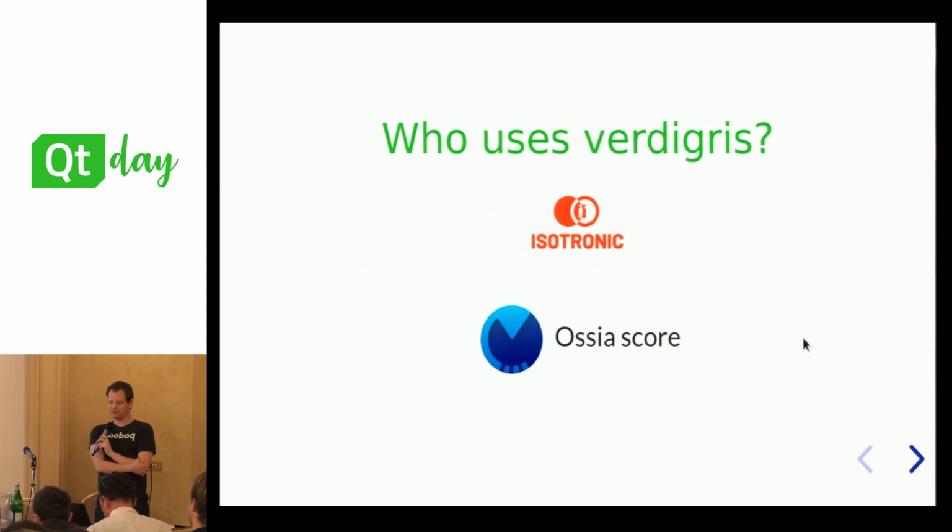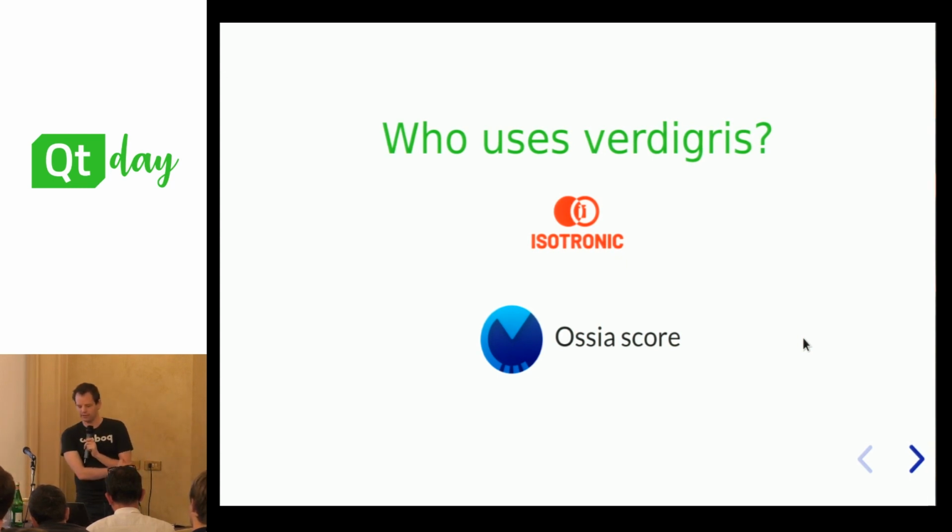So, who uses Verdigris? I don't know how many users of Verdigris there are, but there are actually users who use Verdigris in production. I just know that they're using it because sometimes they're reporting bugs, and I have to fix them, but they actually use it on all compilers, MSVC, GCC, Clang, and they're quite happy with it.